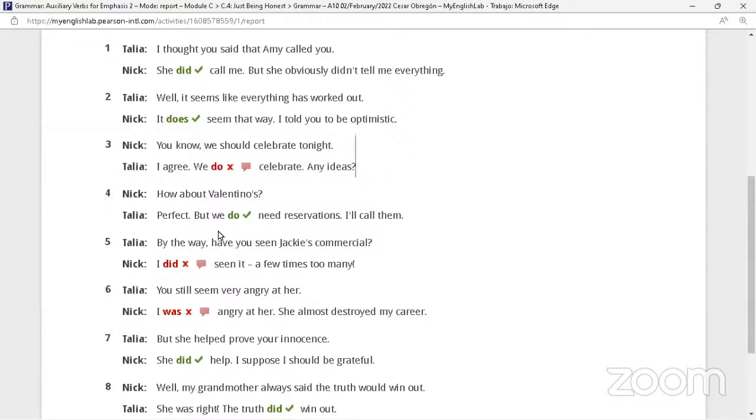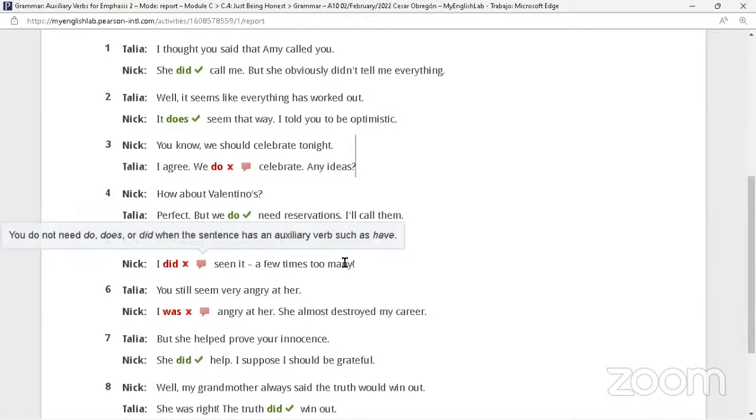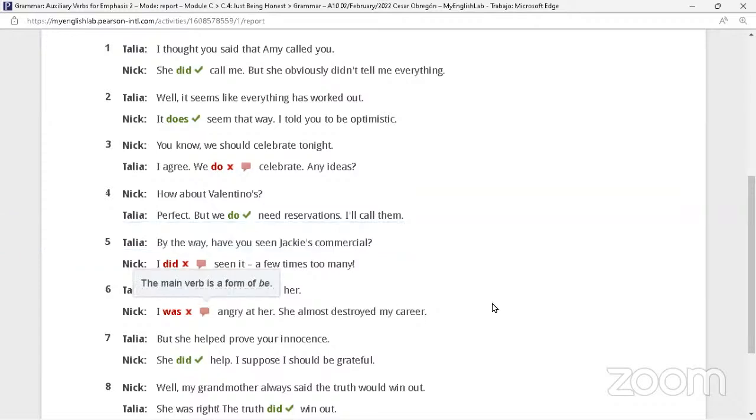All right, let's go for number 5. "Have you seen Jackie's commercial?" You do not need do, does, or did in the sentence when the sentence has an auxiliary verb such as have. So what is it that we need to use? Very similar to 3. "You still seem very angry at her." "I was angry at her. She almost destroyed my career."